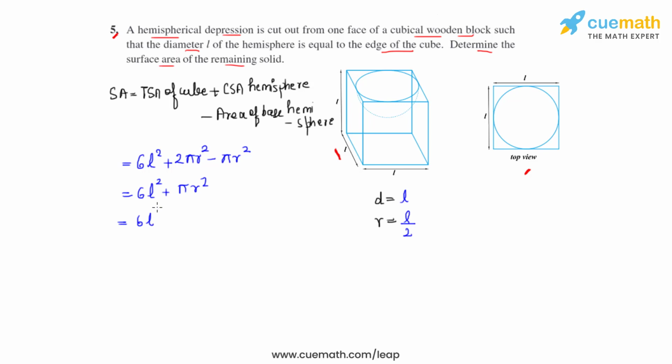Now we have already got that the radius of the hemisphere is L by 2, so let's substitute that. We get it as L by 2 the whole square. So we'll get the answer as 6L square plus pi L square by 4. And if we take the LCM, we'll get the final answer as 1 by 4 L square times pi plus 24. And this is how we determine the surface area of the remaining solid.